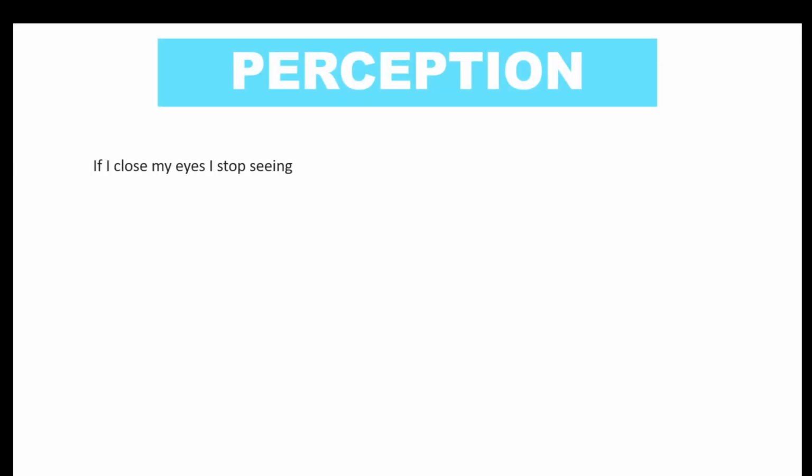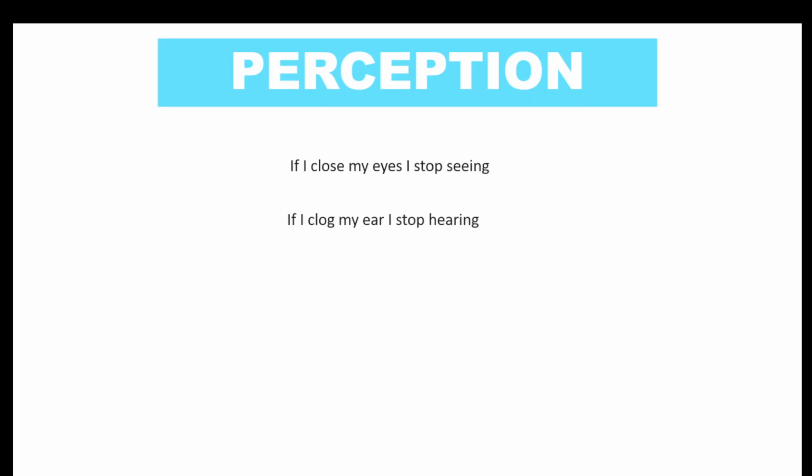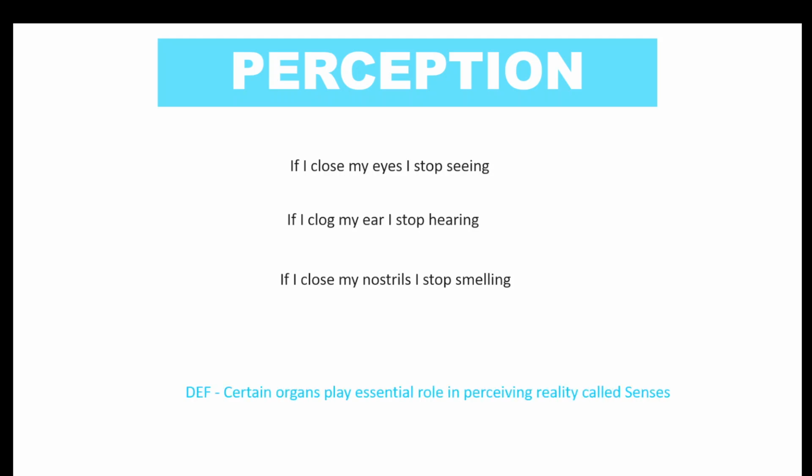So if I close my eyes, I stop seeing, and if I clog my ears, I stop hearing, and if I close my nostrils, I stop smelling. So this gives us a basic induction, that certain organs play an essential role in perceiving reality, and we call them senses, because without your senses you cannot see reality, right? That is also pretty self-evident. This is the inference we made from observation.